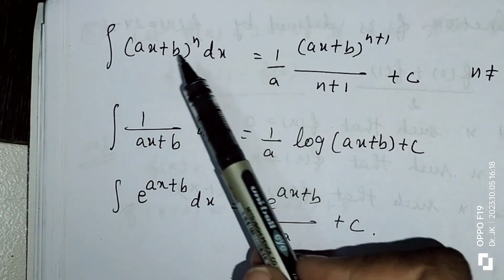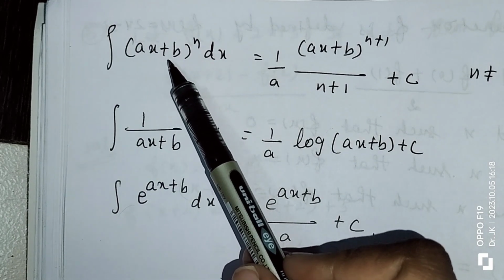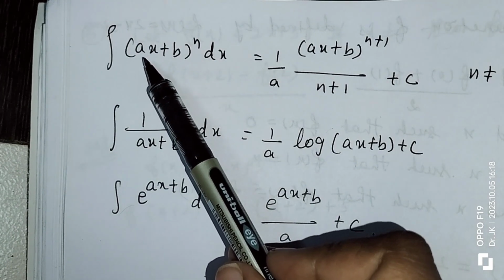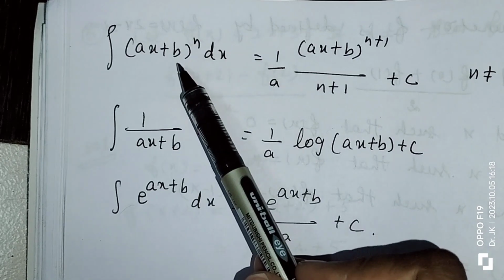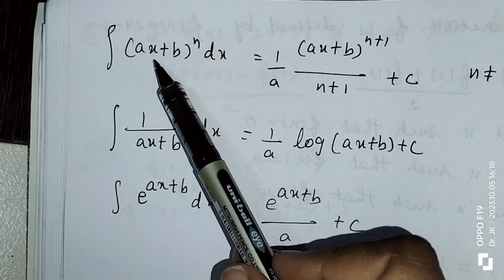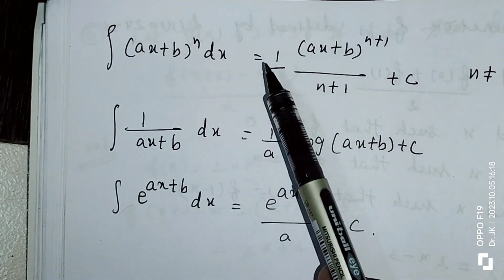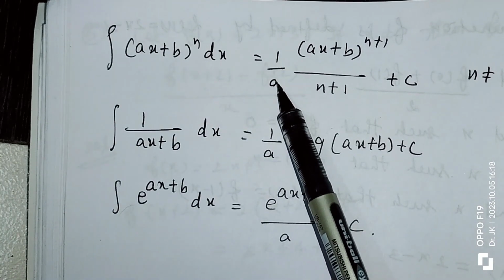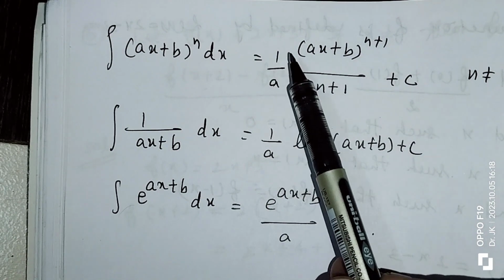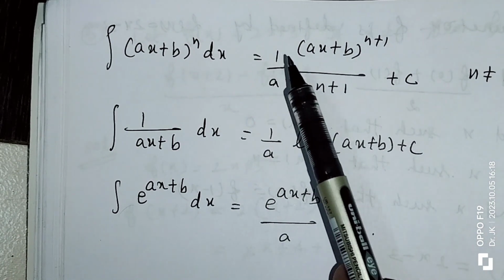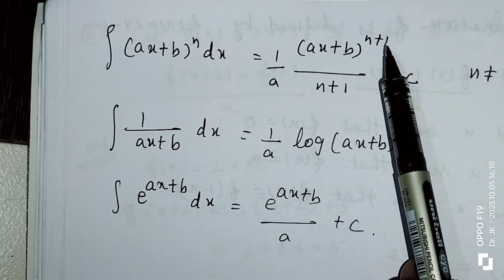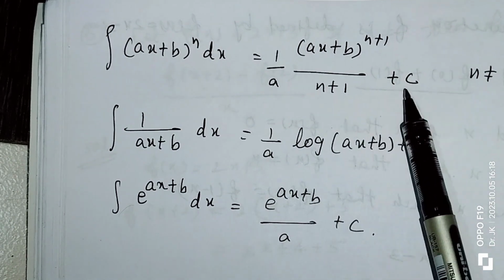After that, you just consider ax plus b is equal to x, isn't it? So now you just differentiate it. Differentiating ax plus b, we get only a. So in the integration, we can write it as 1 by a. So 1 by a, ax plus b the whole power n plus 1 by n plus 1 plus c.